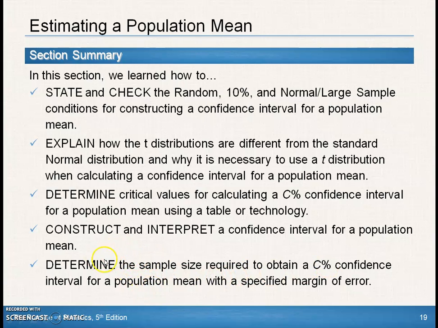So we'll have some practice problems for the review for the test over 7 and 8. But that's in a different set of slides.